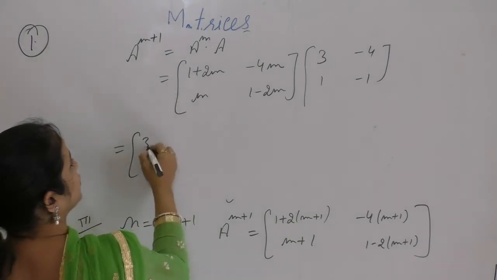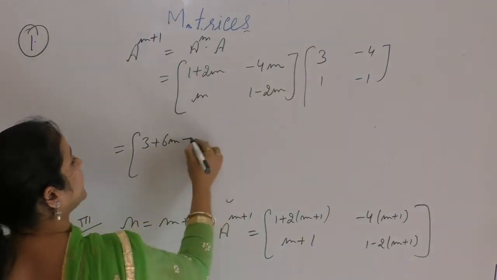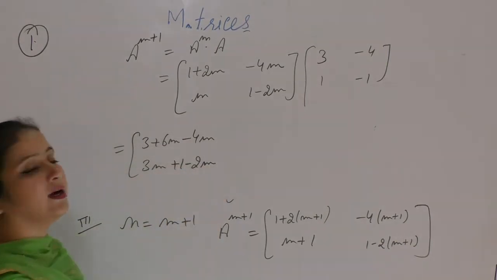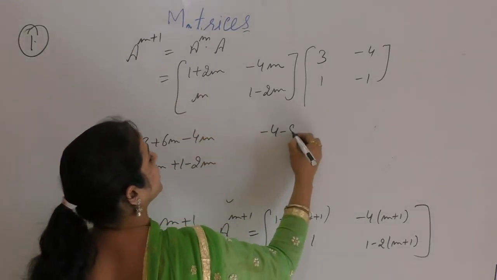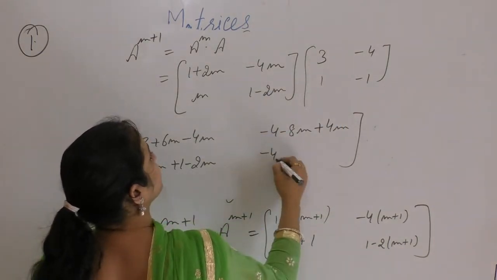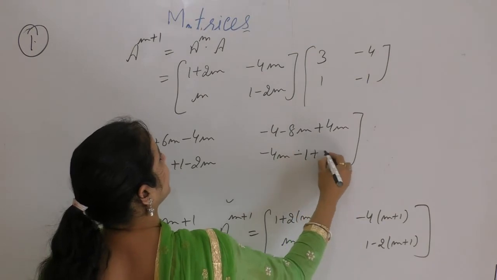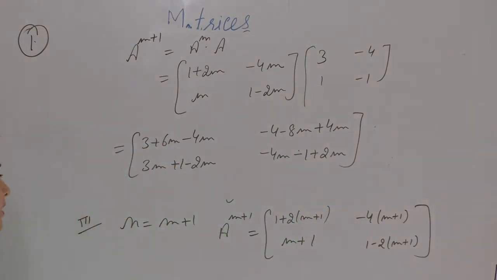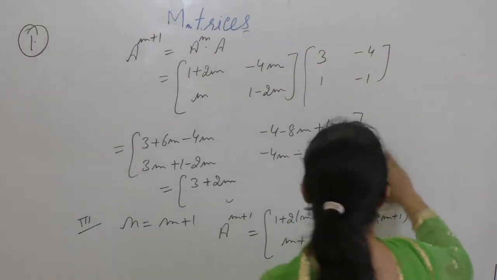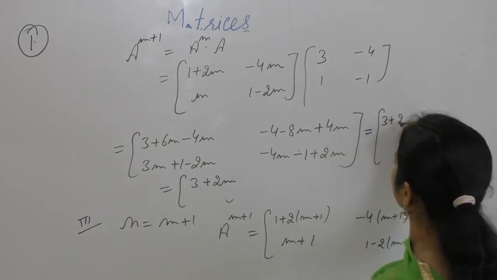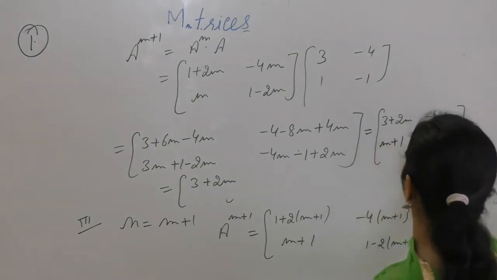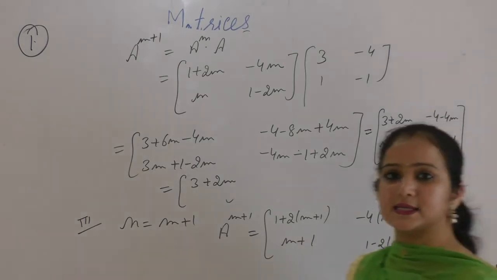3 into 1 plus 2m, minus 4m into 1, 3 into m, 1 into 1 minus 2m, minus 4 into this, minus 4, minus minus plus 4m, m into minus 4, minus 1, minus minus plus 2m. Now solve this. 3 plus 2m, 3 plus 2m minus 4 minus 4m, m plus 1, minus 2m minus 1.